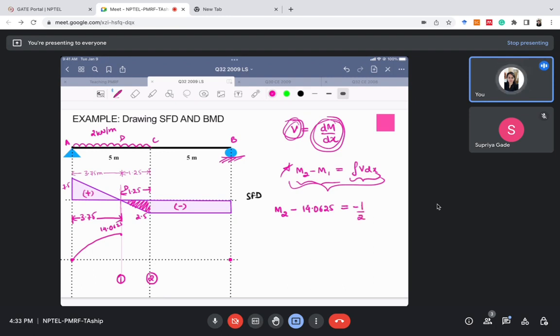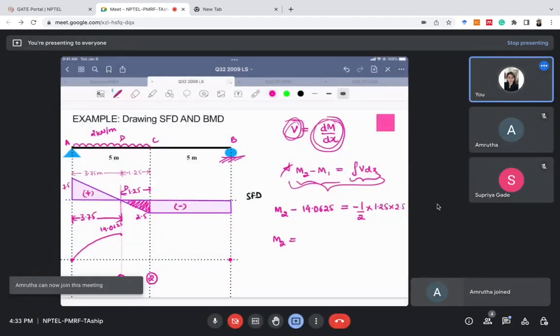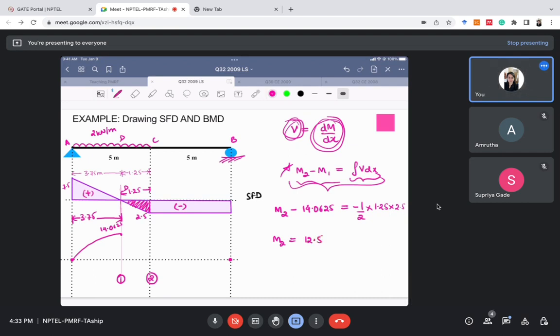This area is a triangle. So half, and why is it negative? Because the area is negative here. Half, base is 1.25, height is 2.5, right? So M2 will be equal to 12.5 kilonewton meter. So M2 here is 12.5 kilonewton meter, and I've marked it here. But what will be the slope? Slope we will calculate using this formula.